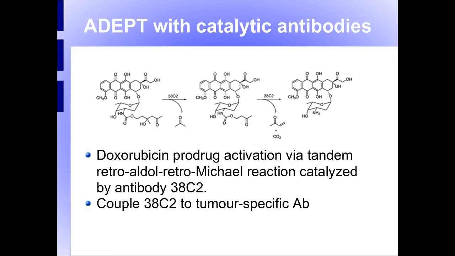However, it has been tried out, and this is an example where doxorubicin prodrug is activated by an antibody called 38C2. So in this particular case, not only do we have a tumour-specific antibody, but that's coupled to a catalytic antibody. And these are fairly unusual antibodies that can be created in the lab to catalyze specific reactions.